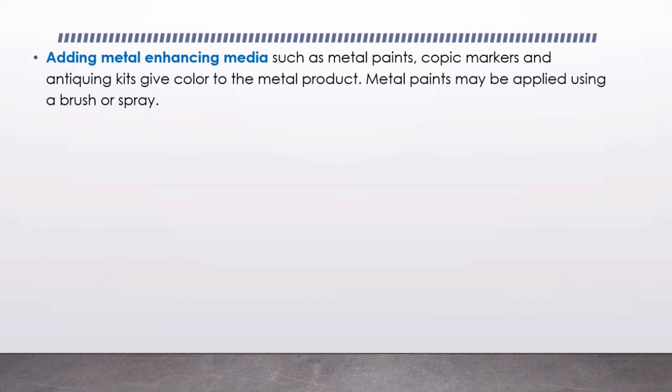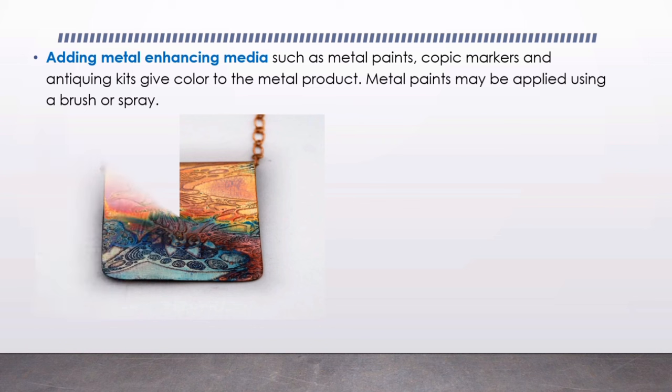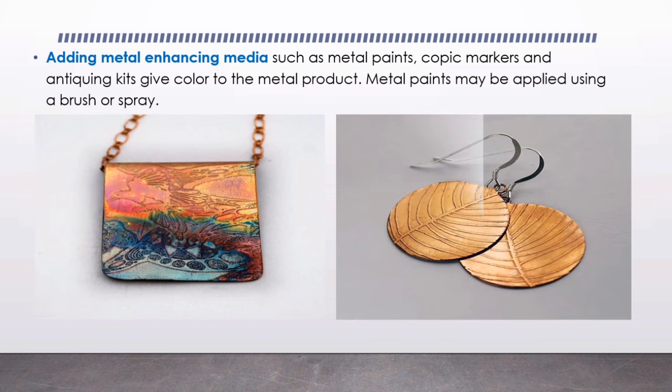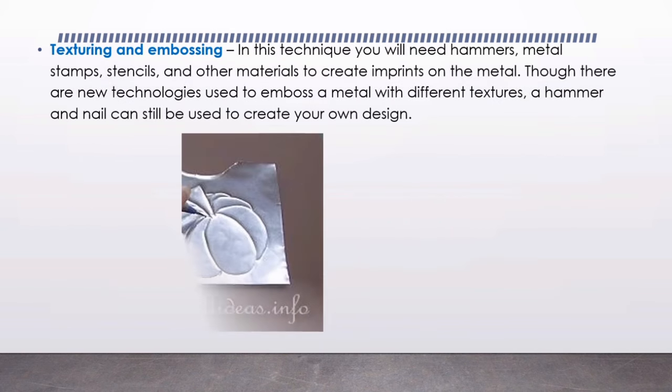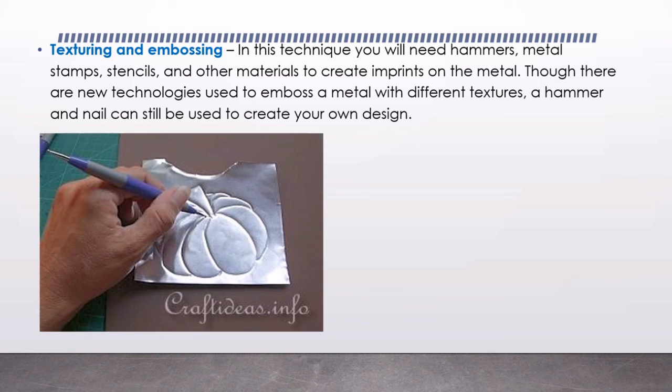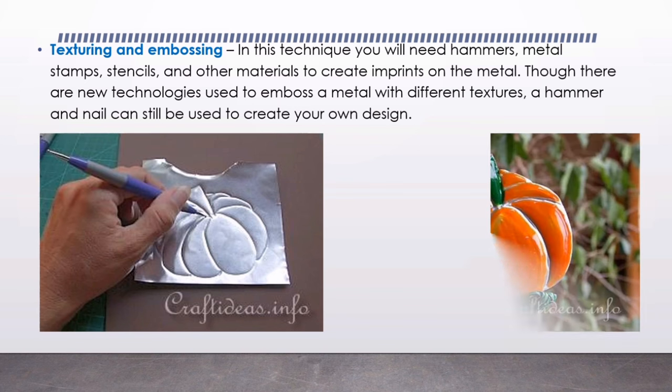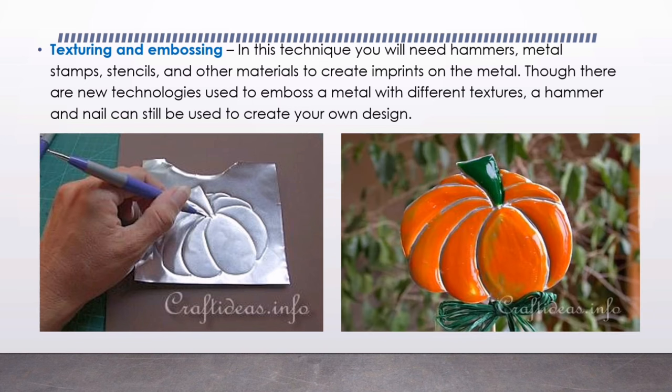Adding metal enhancing media, such as metal paints, Copic markers and antiquing kits give color to the metal product. Metal paints may be applied using a brush or spray. Texturing and embossing. In this technique, you will need hammers, metal stamps, stencils, and other materials to create imprints on the metal. Though there are new technologies used to emboss a metal with different textures, a hammer and nail can still be used to create your own design.